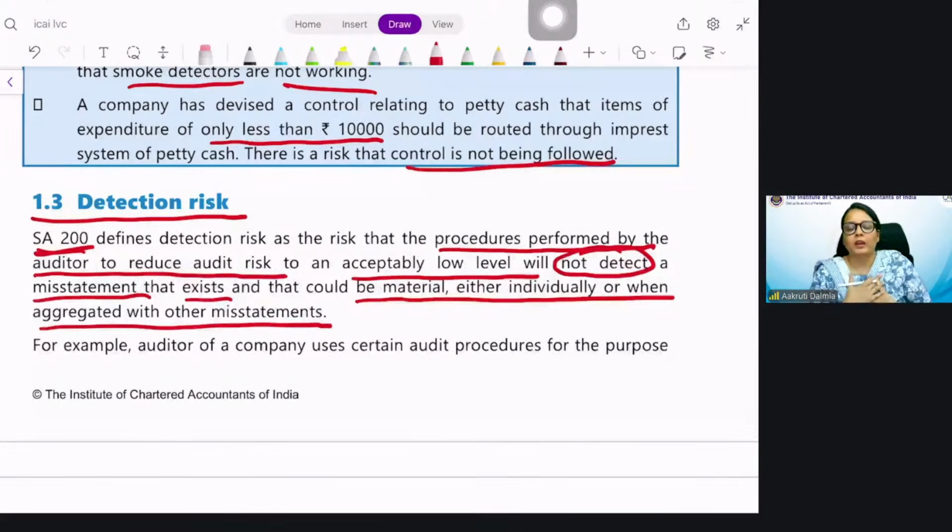It means I am doing my job, but it is possible that when I am doing the audit, I will miss out on some things. I may not find all frauds that have happened in the company. I may not be able to find all the misstatements that have happened in the company. That risk is called detection risk. Is that clear? That risk that I will not be able to detect all misstatements that exist is called detection risk. Risks that everything cannot be detected.